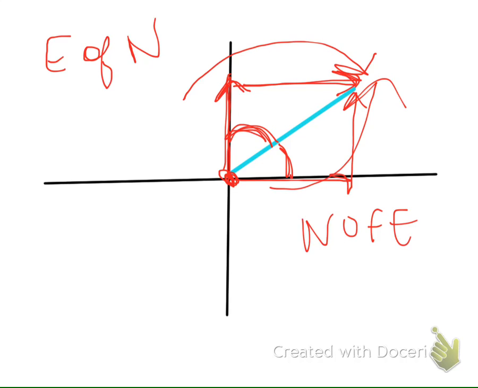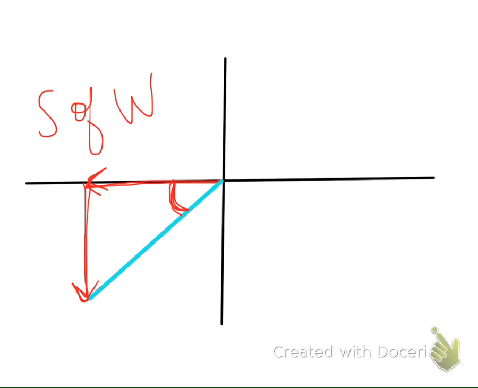Okay. So let's say that I have an angle. I'm going to travel here, and then I'm going to travel here, and my resultant looks like this. Okay? If I wanted to find this angle, what would it be labeled? I go west, and then I go south. So it says south of west.